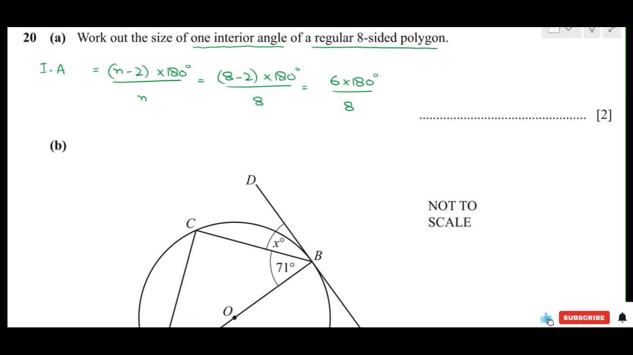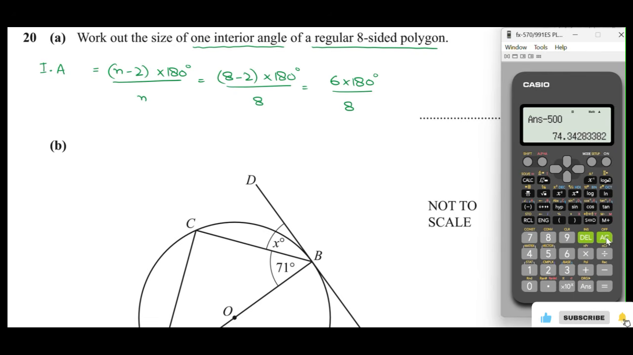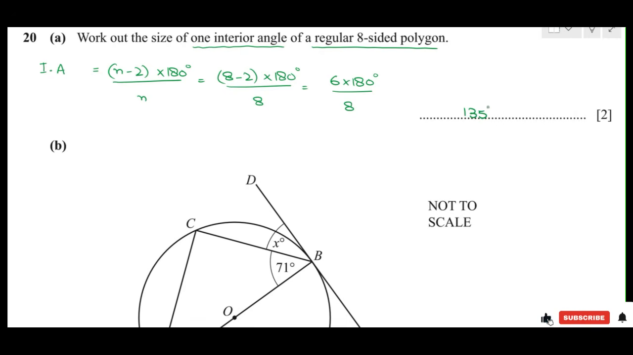Okay, now let me calculate this. 6 times 180 is 1080 divided by 8. This is 135. So this angle is 135 degrees.